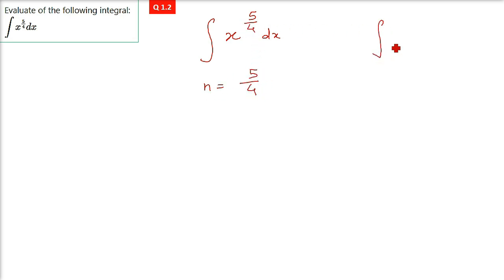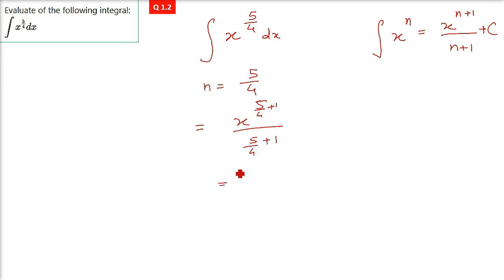We just saw it in the previous question. Integration of x raised n is x raised n plus 1 divided by n plus 1, and there is one more thing, which is the constant of integration. Here also we are going to do the same thing. x raised 5 by 4 plus 1, divided by 5 by 4 plus 1. So x raised n plus 1 divided by n plus 1, and again the constant c I'm going to add just now. So 5 by 4 plus 1, if you have any problem, the only thing is cross multiplication.